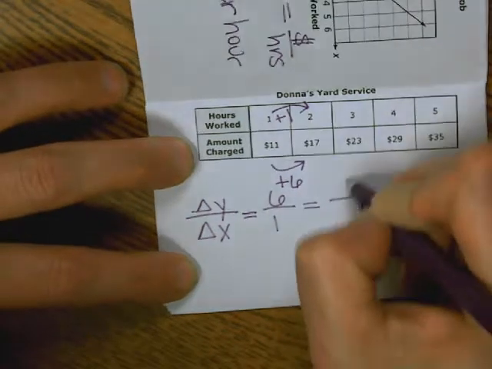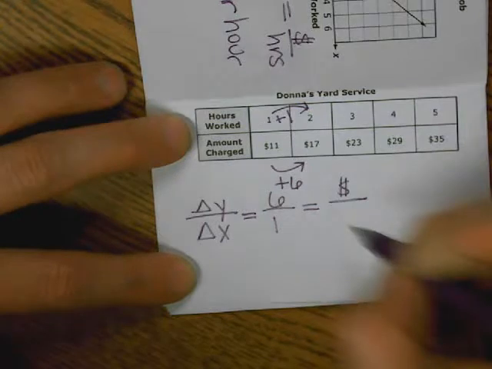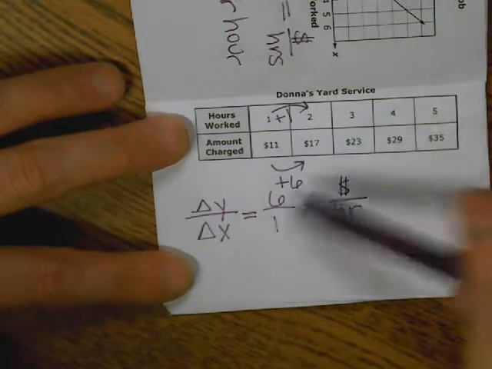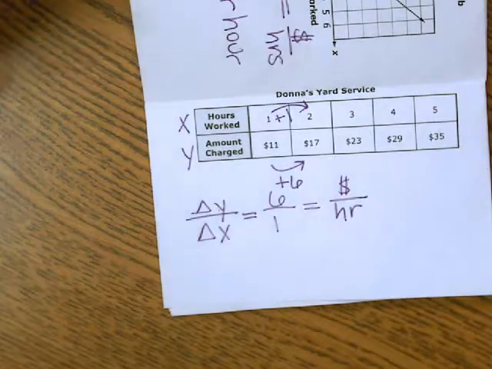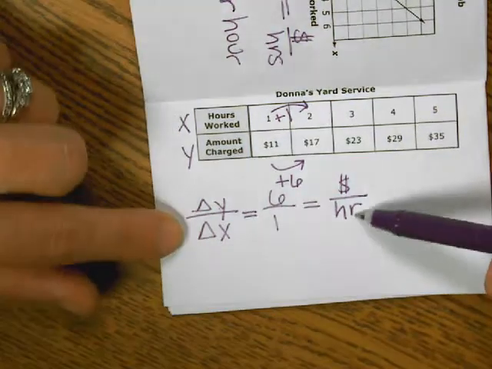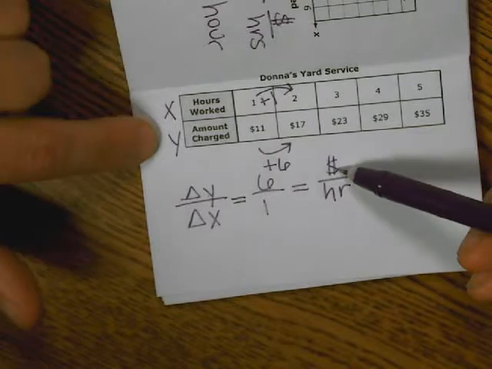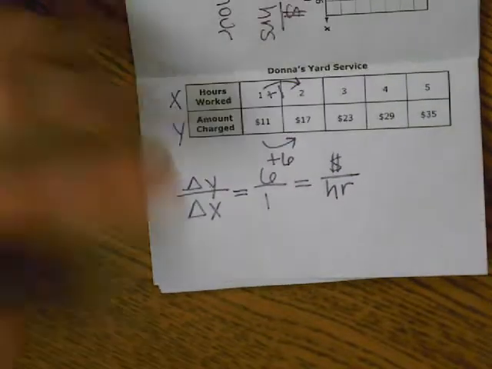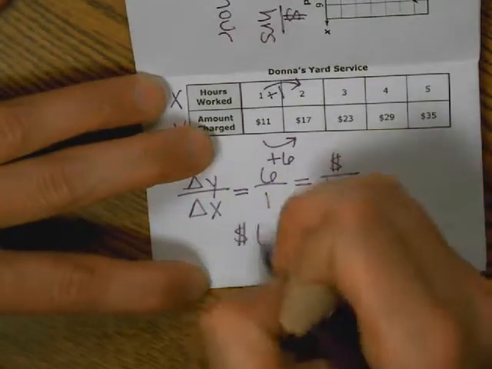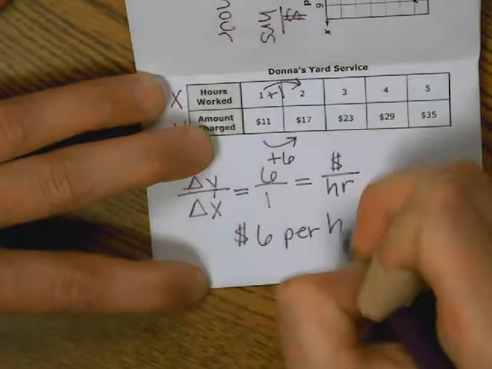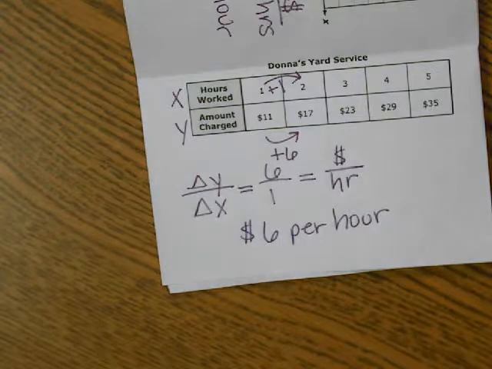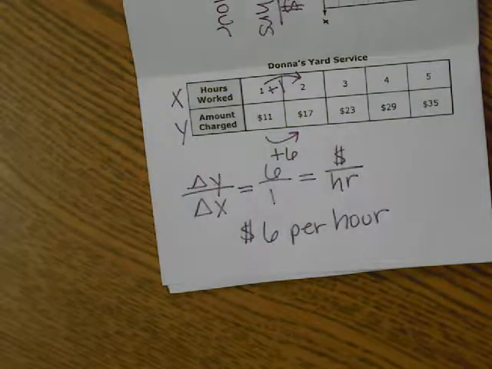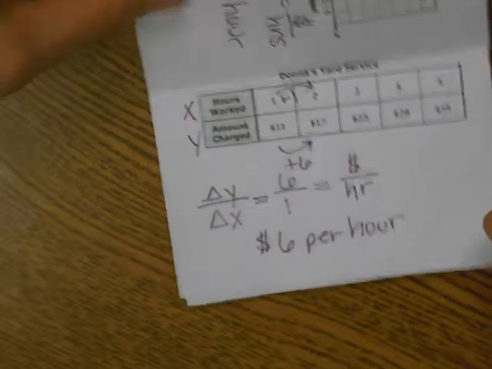Amount charged, that means money. And hours worked, that goes on bottom. The Y is amount charged. Remember, it's X and Y on the table. So X is on bottom and it's hours, and Y is on top and it's the amount charged. So we're going to write our statement, $6 per hour. Okay? Pretty easy. Just find the slope and then decide what the units are on the X and the Y.